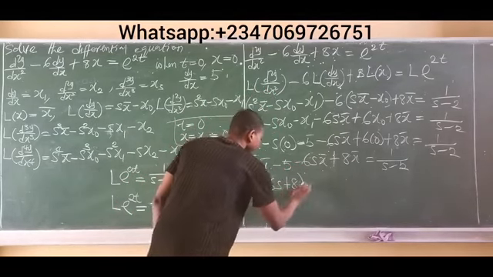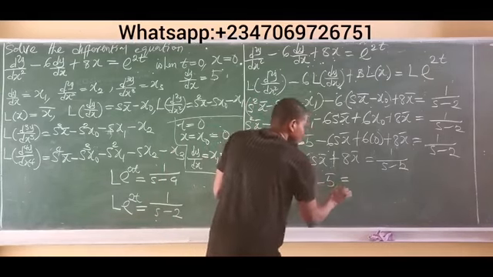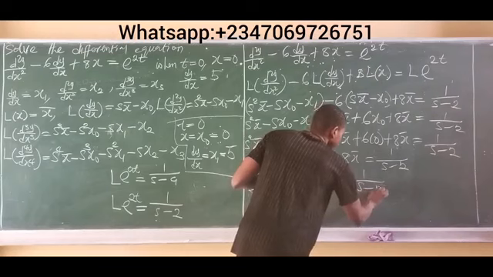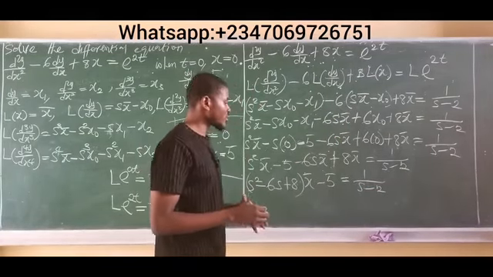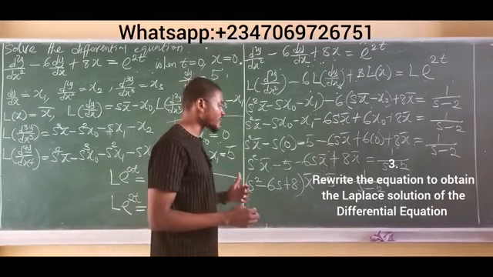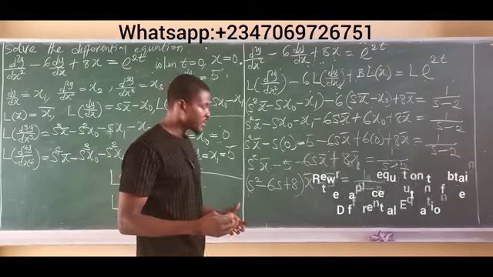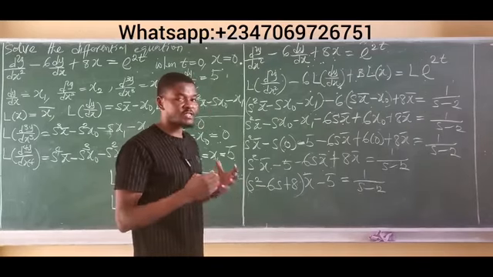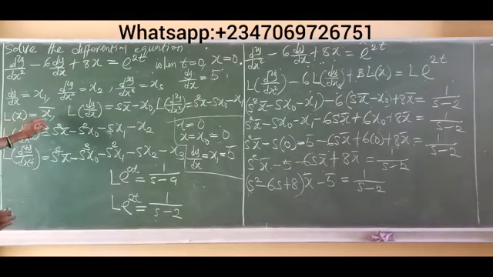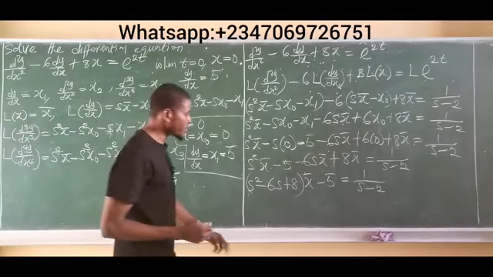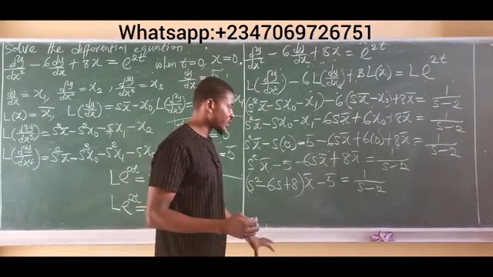All of them multiplying by s bar, minus 5, and this is equal to 1 all over s minus 2. We have this. The next thing now to do, the third condition says, rewrite the equation to obtain the Laplace solution of the differential equation. And the Laplace solution of the differential equation is what? X bar. Remember we said Laplace of x is simply X bar. So which means we have to make x bar subject of the formula. This is the Laplace solution of this differential equation.